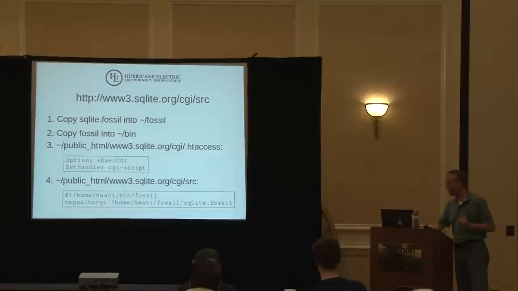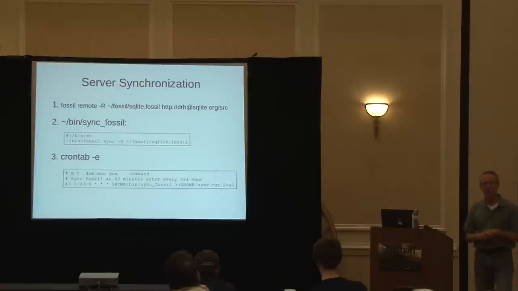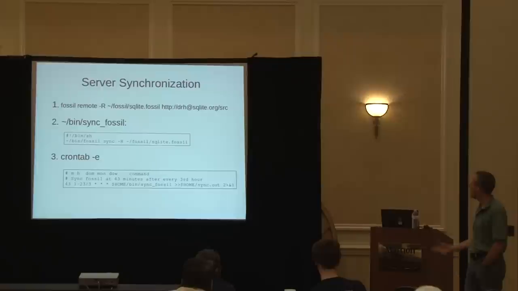Now, for the automatic synchronization, a simple cron job takes care of this. I do a little shell script, and it just runs Fossil and says sync with the other guys. And then I set up a crontab that I've got mine set to sync once every 3 hours. You can do it every 10 minutes if you want to. 3 hours is plenty, since we only do about three check-ins a day on SQLite.